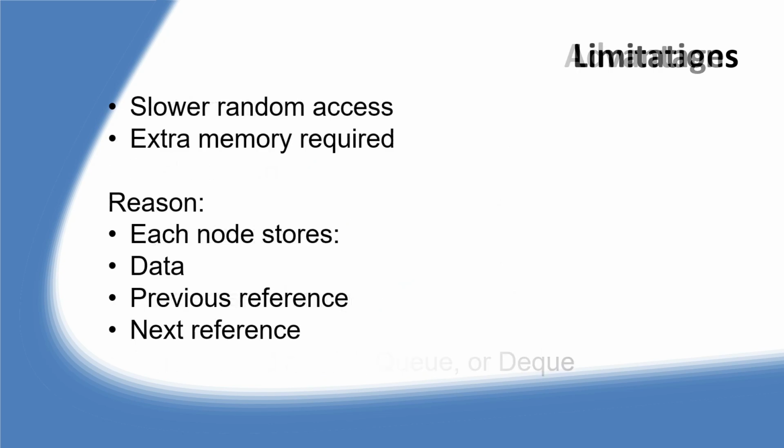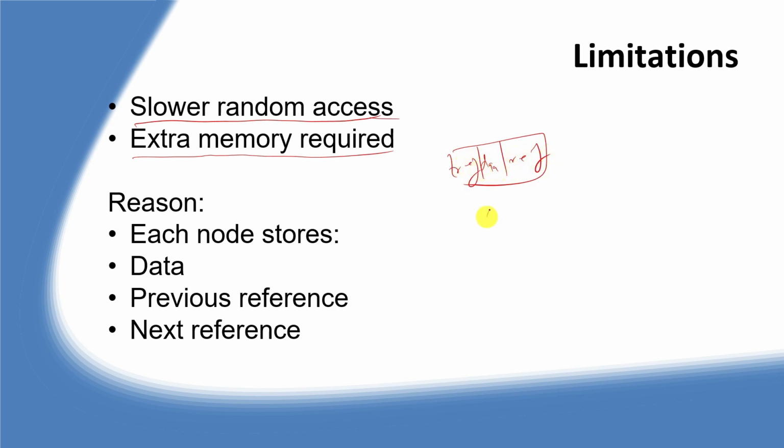Now let's see some limitations. We have already seen random access will be slower. Why? Because we need to traverse through each node. Another drawback is extra memory is required. Why? Because we are storing not only data but references also. So it is memory overhead. For each node we are keeping 2 extra references. Apart from data, it is holding the previous reference and next reference. That's why extra memory is required.